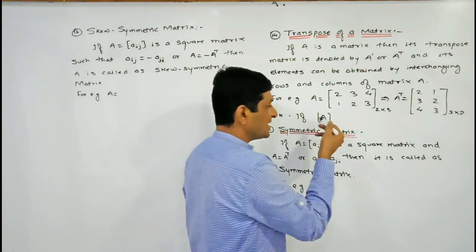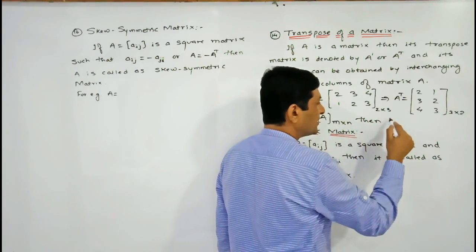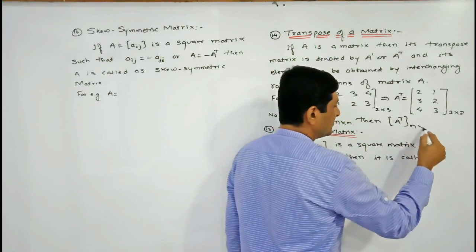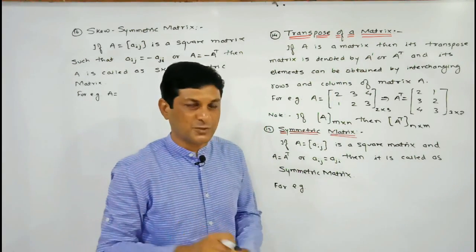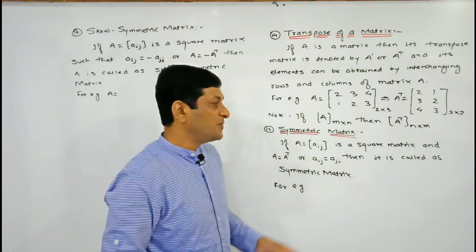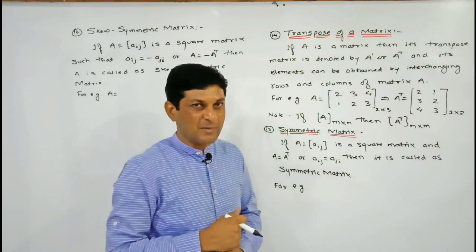So we can say that if the order of this matrix is m by n, then the order of its transpose will be n by m, because rows and columns are interchanged to find the transpose of a matrix. So now, using the definition of transpose, we are trying to understand the definition of symmetric matrix and skew symmetric matrix.